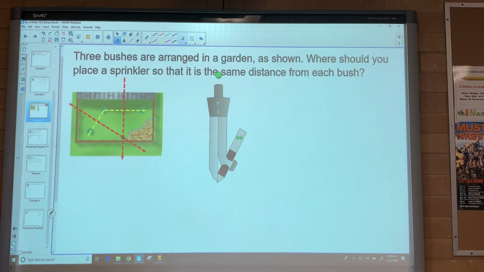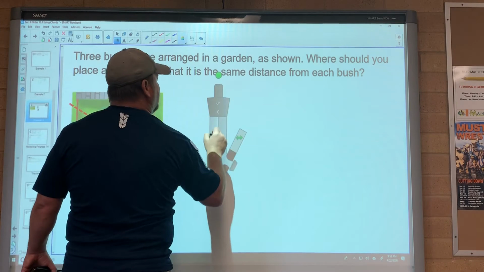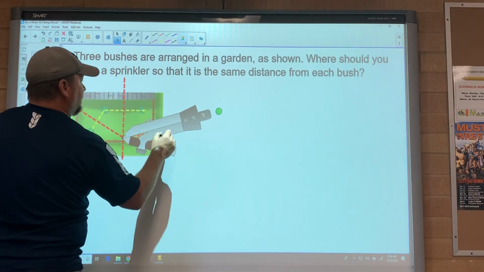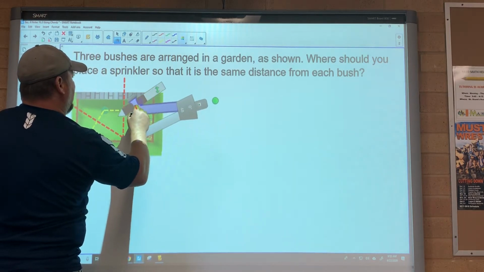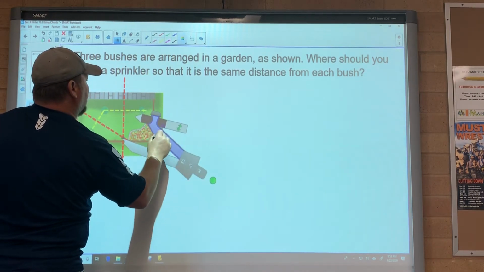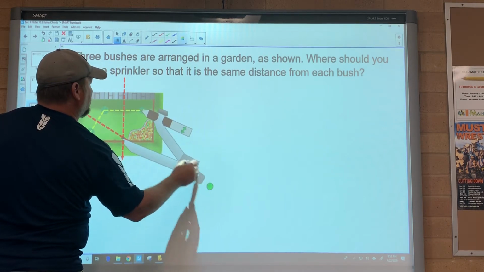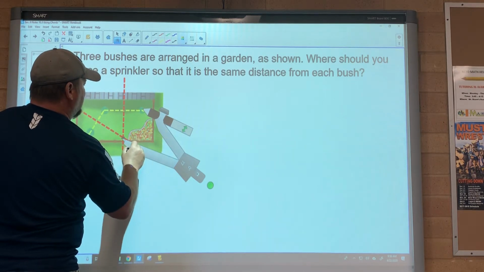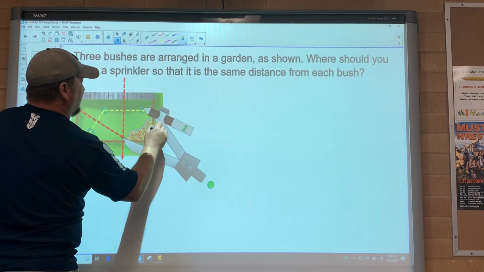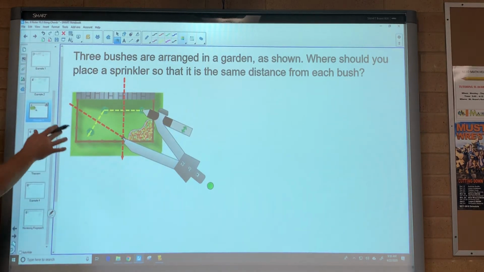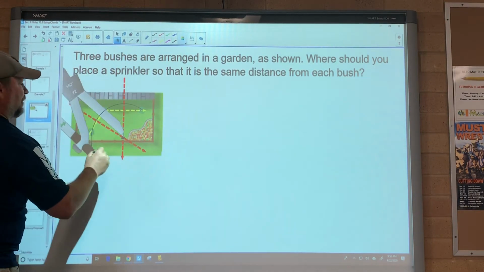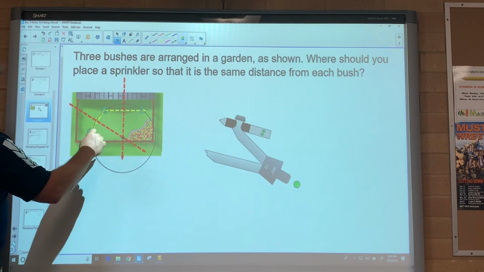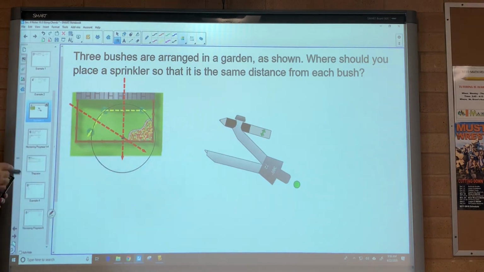Now, we'll know this is true when we can take our compass and extend it out and be on each bush. Now this is going to be close. It's not going to be perfect, you guys, because I didn't draw them exactly just for the sake of time. But once we've got that, once we draw our circle, you can see that if I put my sprinkler right here, it would shoot and hit every bush just like they asked.